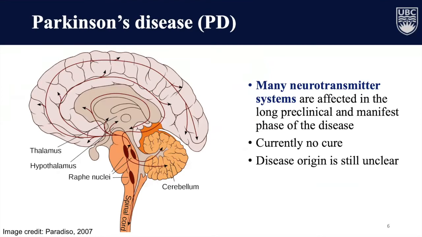In Parkinson's disease, not only the neurotransmitter system that is related to motor function is affected, and that is primarily the dopaminergic system. Some neurotransmitter systems related to non-motor symptoms of Parkinson's are also affected. So that means many neurotransmitter systems are affected simultaneously in this relatively long preclinical and manifest phase of Parkinson's. And there's currently no cure for Parkinson's, and the disease origin is still unclear.